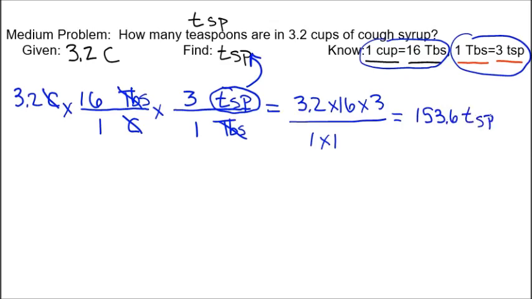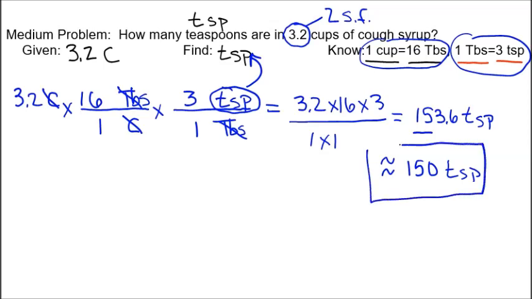teaspoons. But wait, let's do significant figures also. 3.2 cups has two significant figures. So we're going to use the 3.2 cups to control the number of significant figures, which means that we're going to round to the first two positions. So 153.6 rounds down to 150 teaspoons. Put a box around your answer so that everybody knows that you are done.